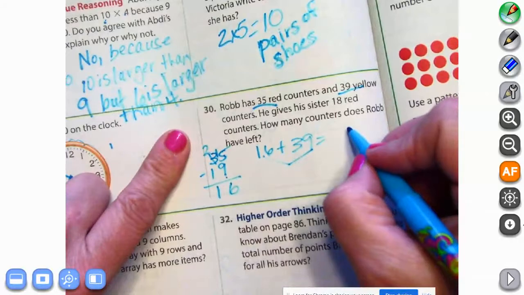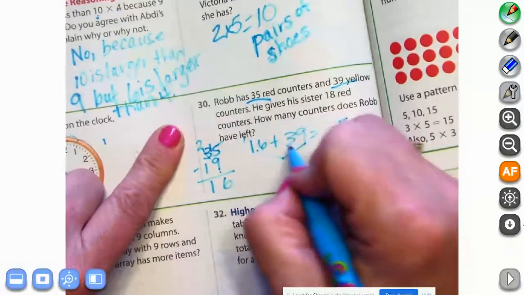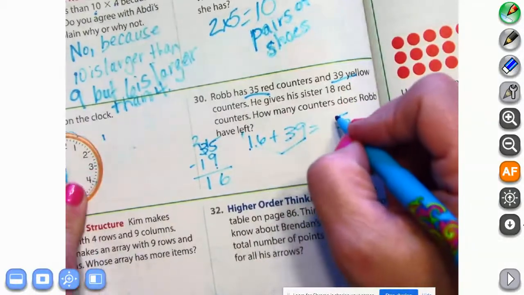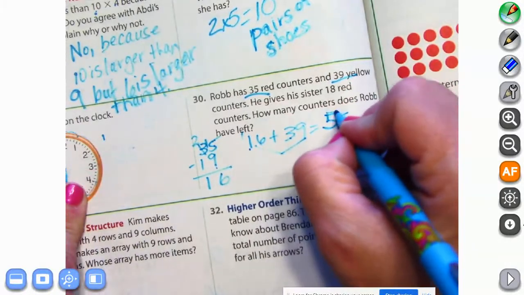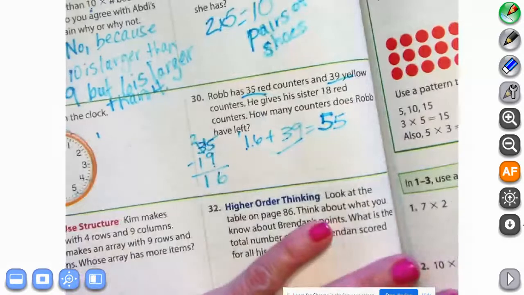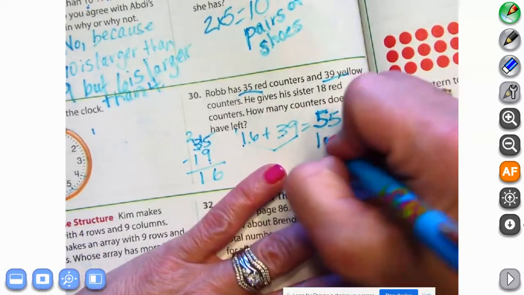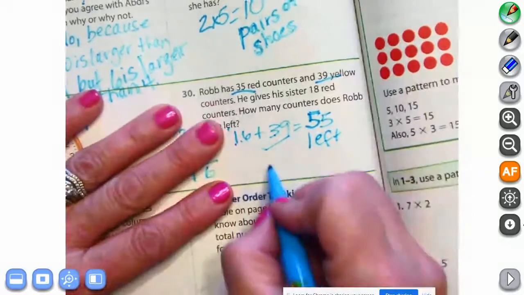9 plus 6 is 15. Carry 1. 3 plus 1 is 4. Plus 1 more is 5. So how many counters does Rob have left? 55 left. Let's do our check real quick.